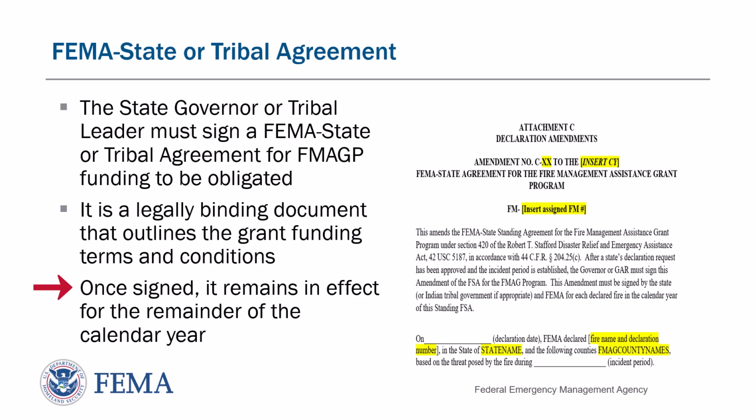One advantage of having a current signed FEMA state agreement in place prior to the fire is that the document provides formal authority for the governor's authorized representative to initiate a fire declaration request on behalf of the governor. Absent that authorization, the state could technically be required to have the governor personally initiate the declaration request.